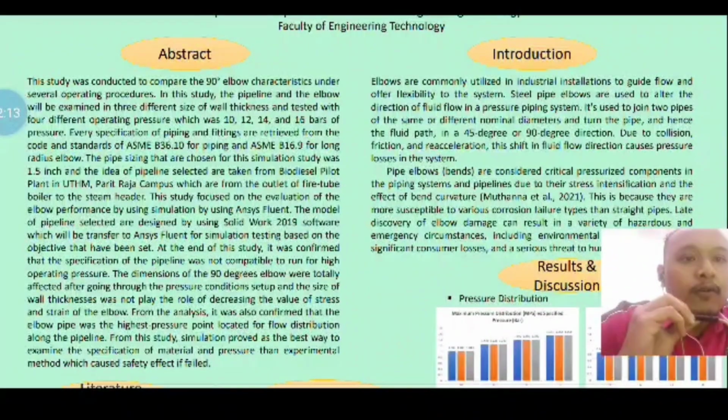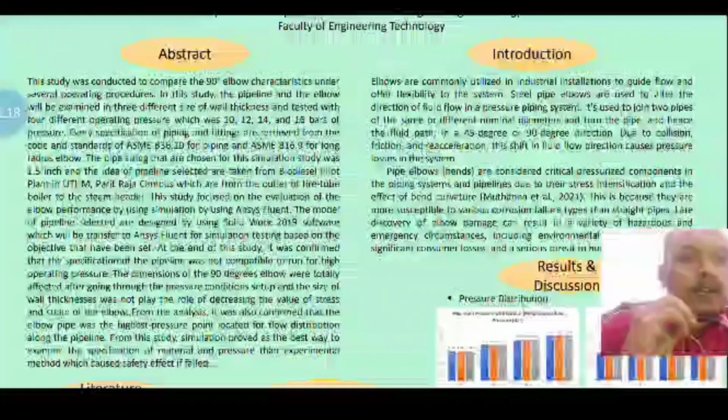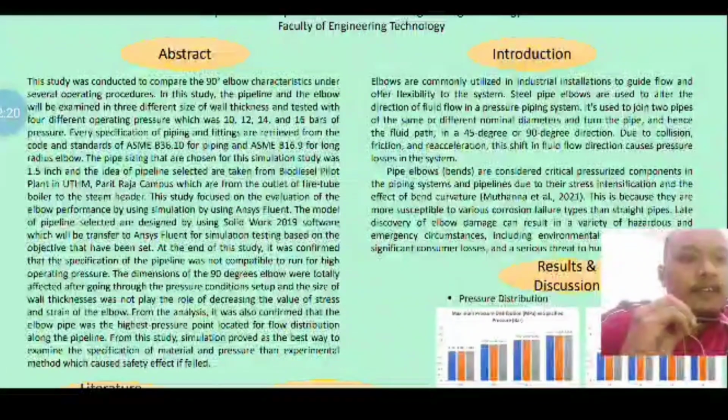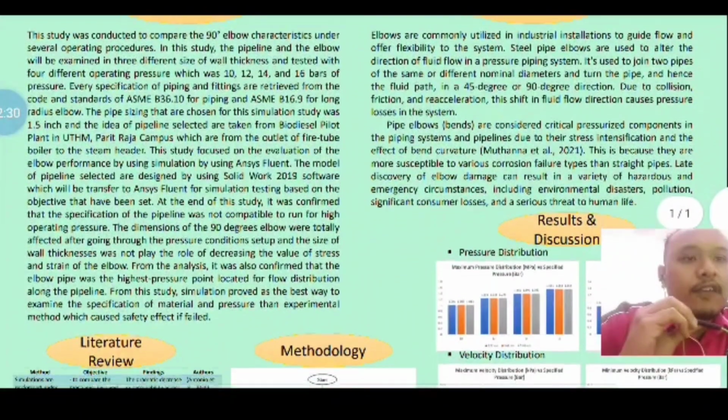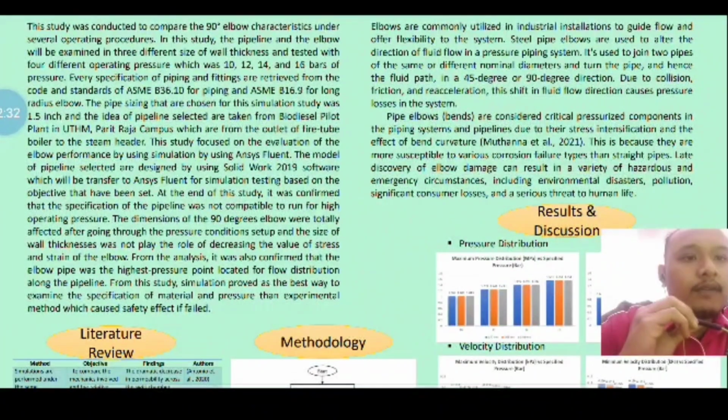Besides, elbows are considered critical pressurized points in the piping system due to their stress intensification and the effect of bend curvature. This is because they are more susceptible to various corrosion failure types than straight pipes. Late discovery of elbow damage can result in a variety of hazardous and emergency circumstances, including environmental disaster, pollution, and serious threat to human life.